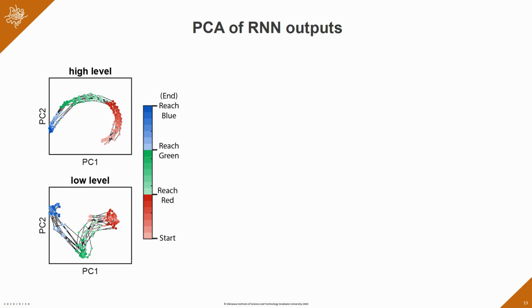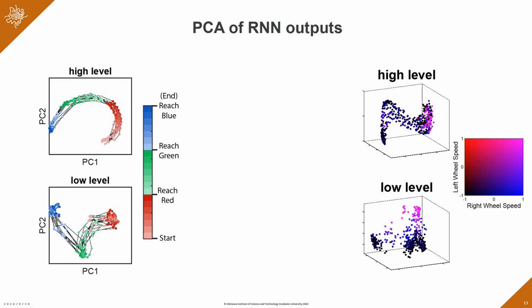We can also do a PCA for the two-level RNN outputs, but this time the color indicates the detailed motor action, which is the left wheel speed and right wheel speed. Here we plot the first three principal components. You can see that in the lower level, there's a relatively more clear representation for the low-level action, while in the high level, the representation is not as clear as the low level. This is because the high level doesn't need to deal with very detailed wheel control.